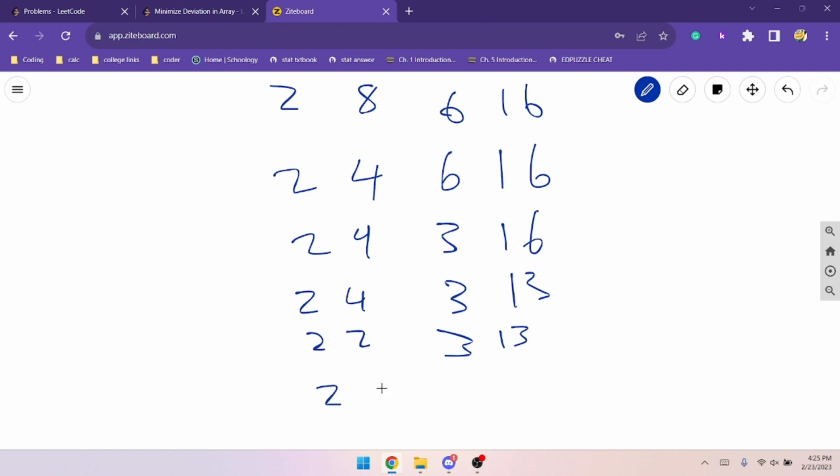So then phase 2 of it is to make every odd number bigger. So 2, 3, 2, 3, and then it's going to realize that the smallest number is even and the biggest number is odd.